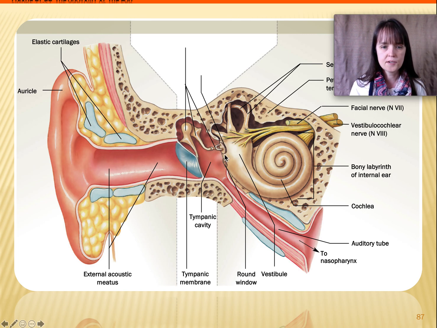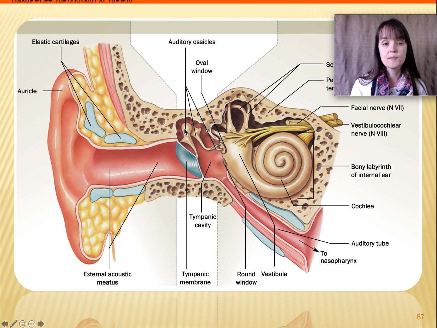And then under this base of the stapes is the oval window. And then these three bones together as a group are the auditory ossicles. In order, they are the malleus, the incus, and the stapes. So that starts with M-I-S, so don't miss them. Malleus, incus, stapes, M-I-S, don't miss that.